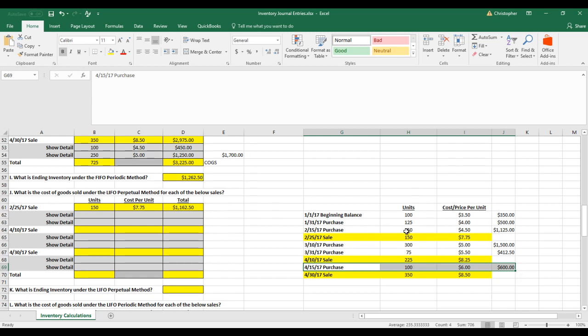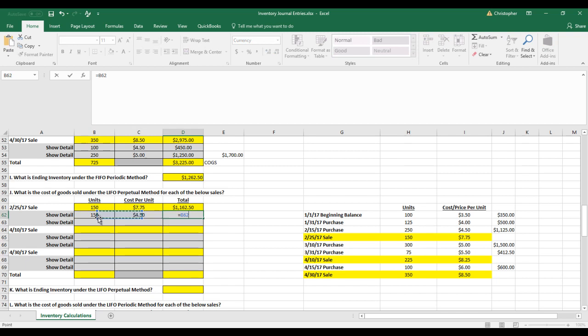So let's go ahead and take a look. We need 150 units. Fortunately, our last layer, the one we're going to use first, has 250. So we only need 150 of them at $4.50 per unit. And we've used up 150 of these 250, so we're down to 100. We don't need a second line. We've already covered everything. And again, as you can see, the sale of $1,162.50 cost us $675.